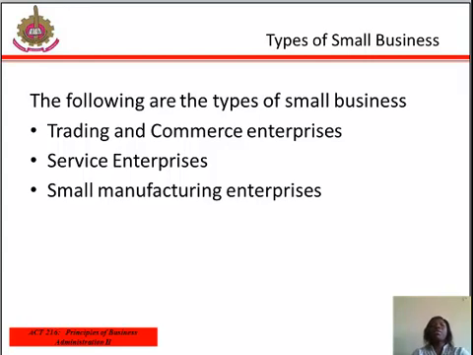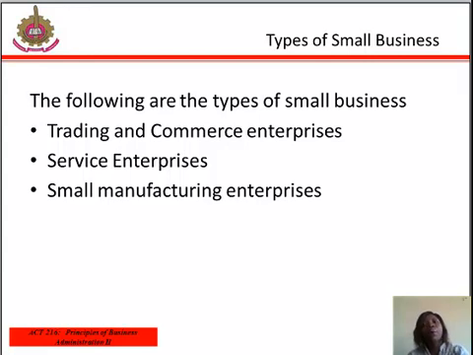Trading is one of the commonest business activities in Nigeria, and the types of small business include the following: trading and commerce enterprises, service enterprises, and small manufacturing enterprises. A trading and commerce enterprise is when a trader, one who buys goods from A, sells the same goods to B at a much higher price.